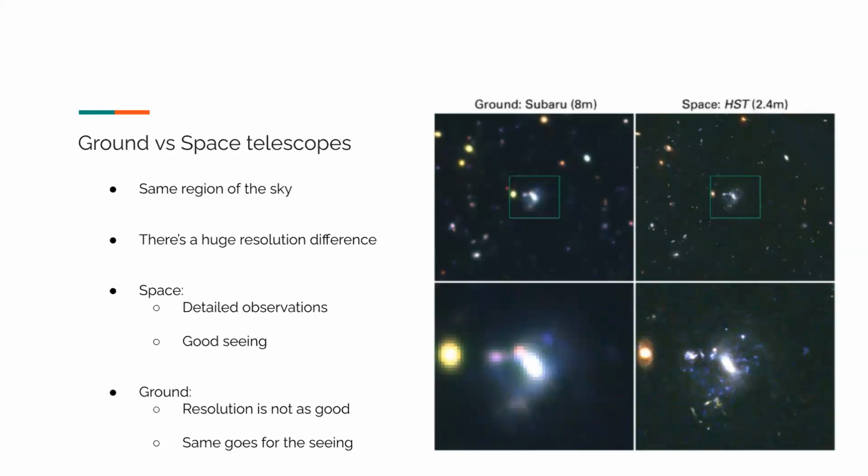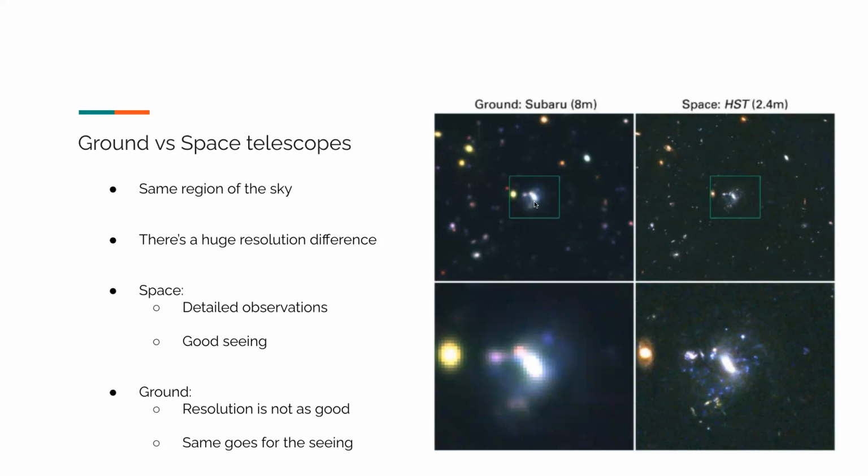And then I thought I should point out some differences between ground and space telescopes. So this is showing the same region of the sky from a ground telescope, this is the Subaru, I think it's an 8-meter telescope, and the Hubble Space Telescope, the 2.4 meter camera. So you can see there's a huge difference in resolution if you look into these images. That's an image of a galaxy, I'm assuming.